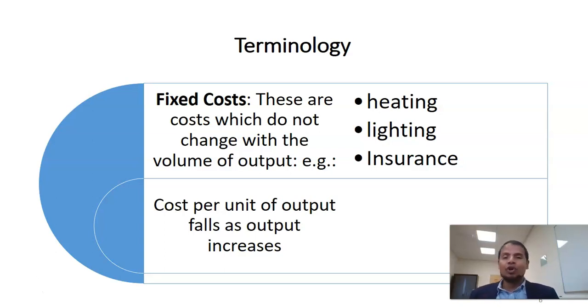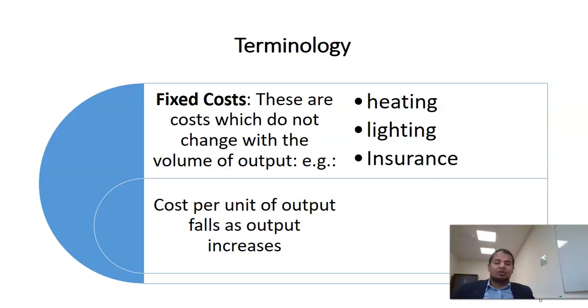If we don't understand these terminologies clearly, and if we cannot identify how much of the organization's cost is fixed and how much is variable, we would not be able to perform our analysis appropriately, and we would not be able to make appropriate decisions.